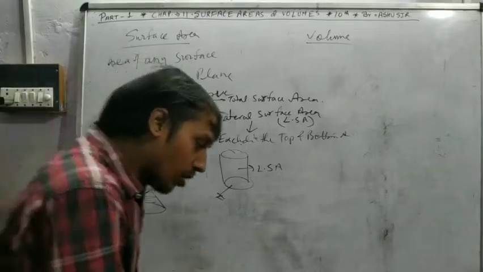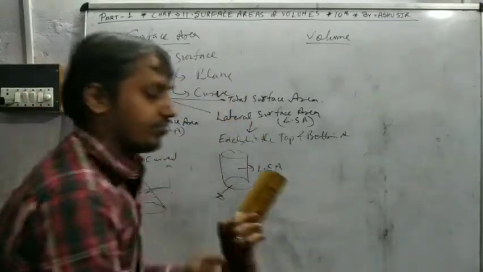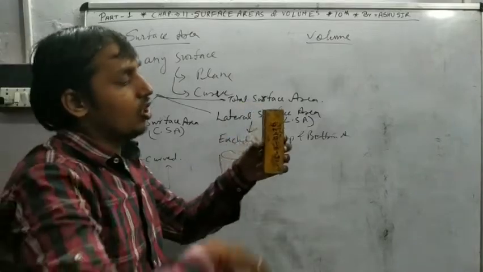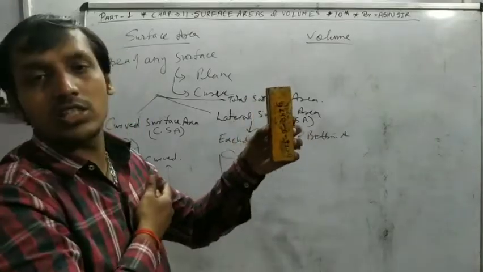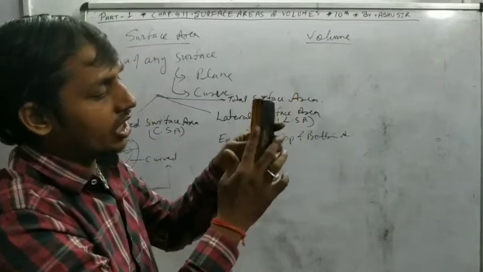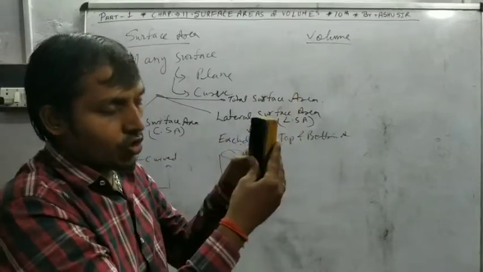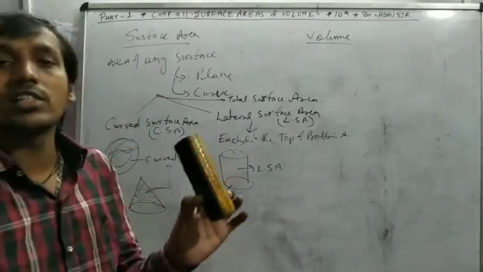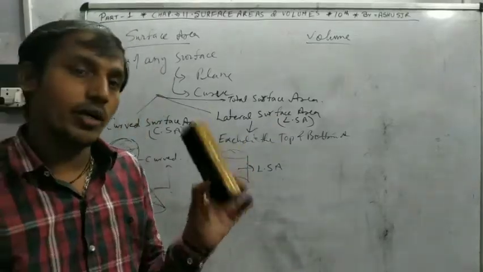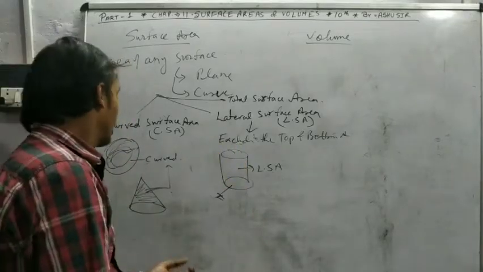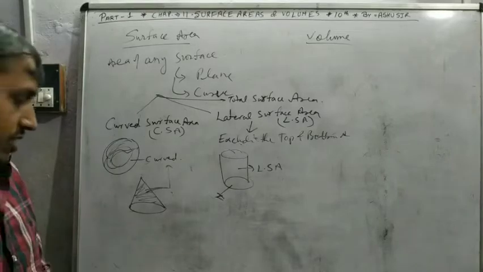But if you talk about the cuboid, if the cuboid is just like this, this part and this part are excluded. So all four surfaces together are called the lateral surface area, or you can say the area of the four walls in a cuboid. So these are the surface area, curved surface area and the lateral surface area.